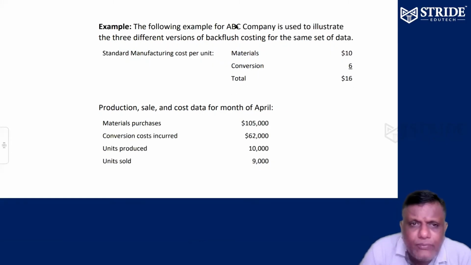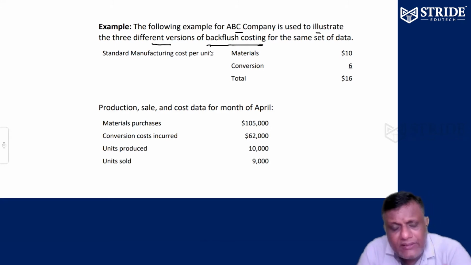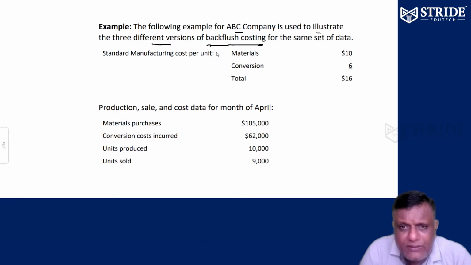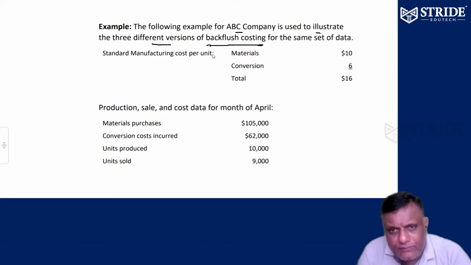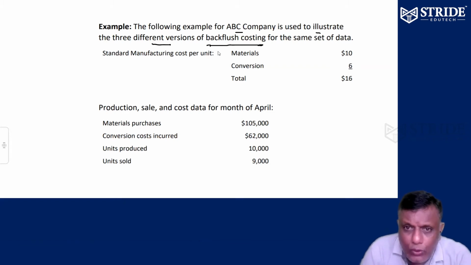Let's see one example. The following example for ABC company is used to illustrate the three different versions of backflush costing. What is backflush? Just wait till the end, then go back and compute the cost. Throughput and backflush are more or less the same. Just wait for the process to complete. Once it is completed, go back and compute the cost. Backflush, looking back. That's it.